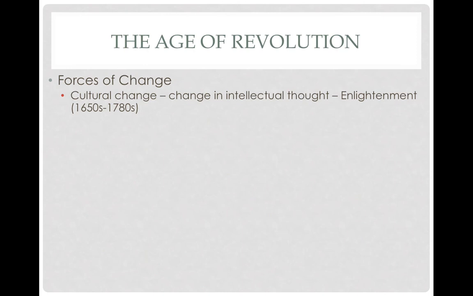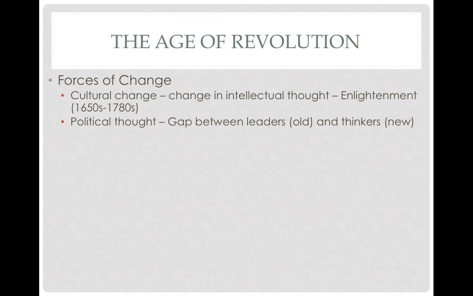Now, the age of revolution. Well, we have a lot of forces of change going on. We have cultural change that really stems from the intellectual movement we call the Enlightenment. This movement is not just about how we live, but the relationship we have with the leaders, our governments. And what we're going to start to see is a gap between the leaders who are in charge, the aristocrats, the monarchies, and the thinkers, the younger, the new.